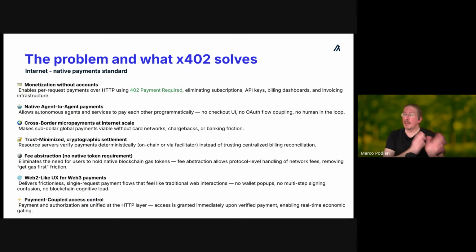x402 can be used for native agent-to-agent payments. If you are looking into the agent or the AI space, you have probably seen something like A2A, the agent-to-agent protocol, ACP, the agent commerce protocol, AP2, the agent payment protocol. So a lot of TLAs, three-letter acronyms. And you can see x402 in most of them as the payment layer, because most of these protocols are based on HTTP.